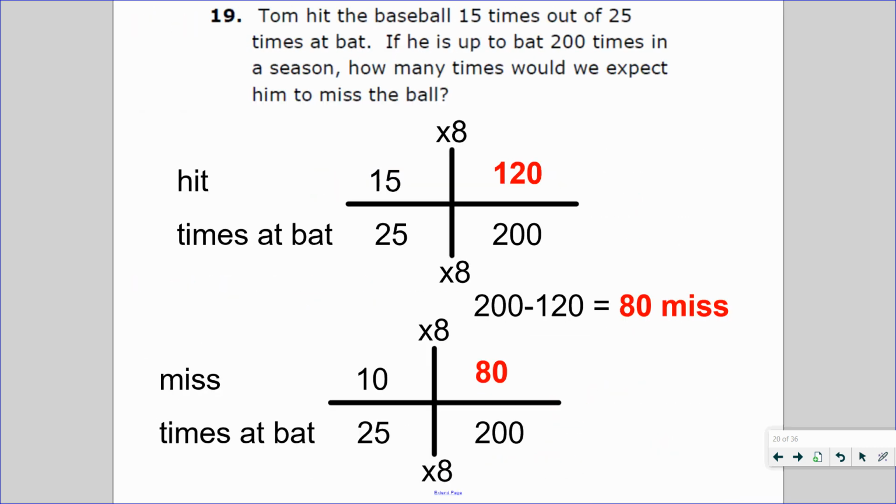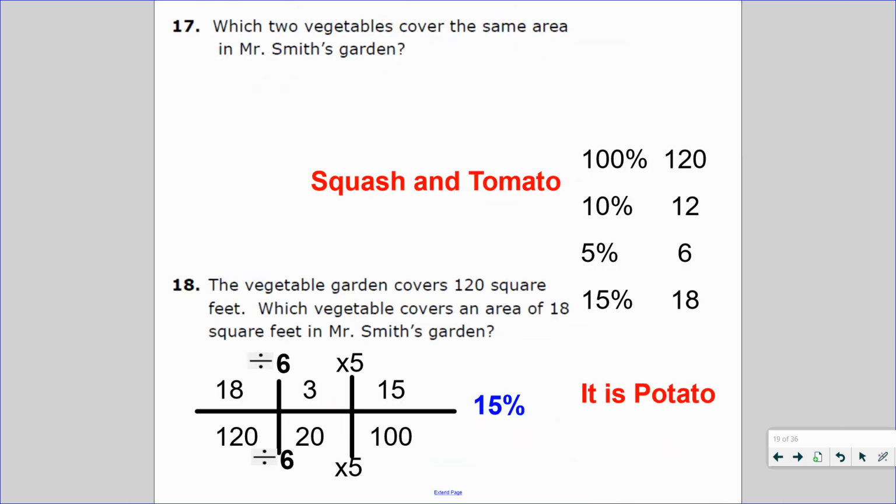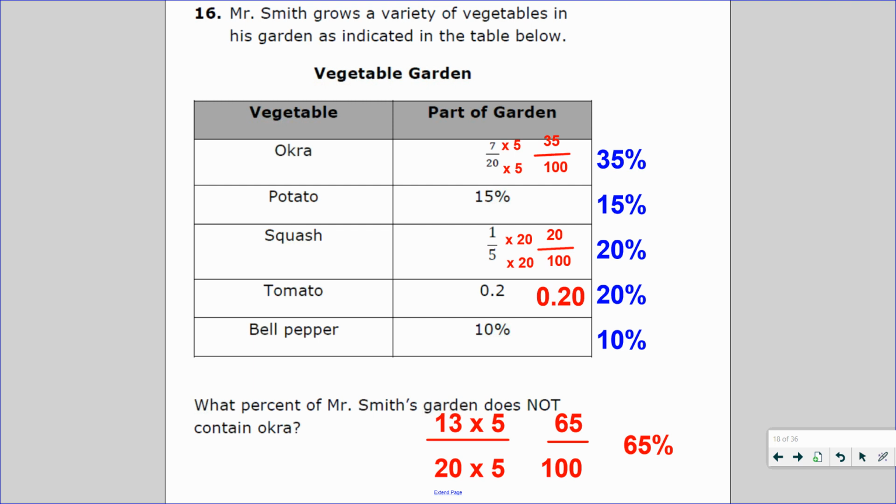And number 16. Mr. Smith grows a variety of vegetables in his garden as indicated in the table below. What percent does not contain okra? So okra is 7/20 of the garden. We could calculate the percent of that. That's 35%.